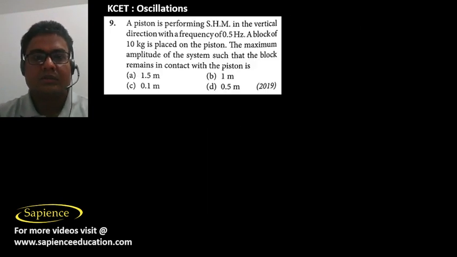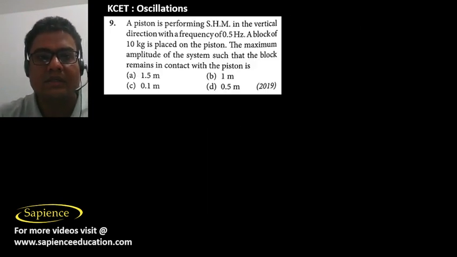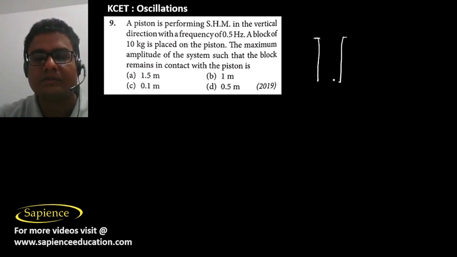Then in question number 9, it is told that a piston is performing SHM in the vertical direction. There is a piston, and some gas is being inserted in the tube, and one piston is there.